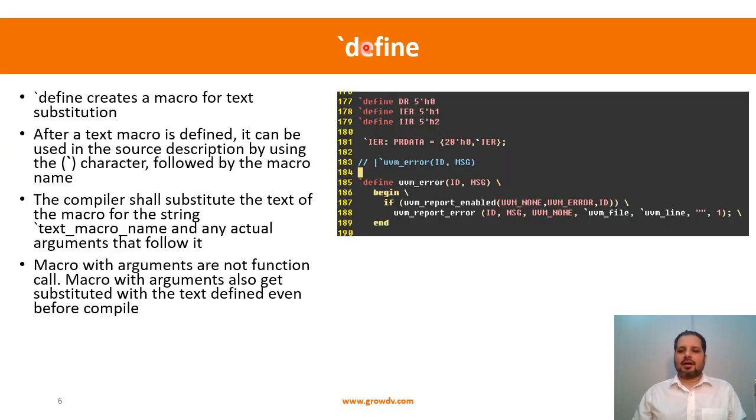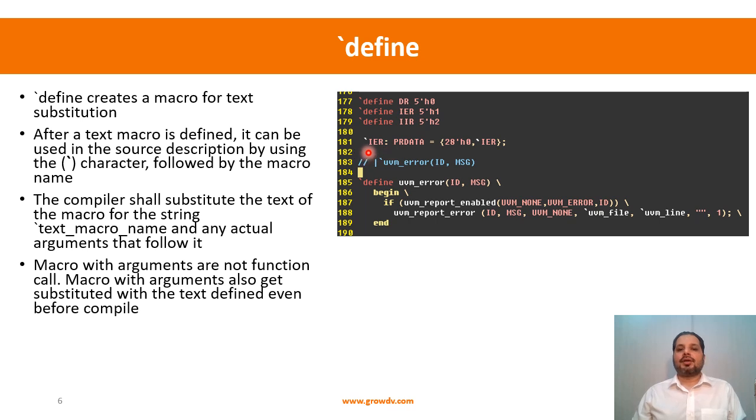The second compiler directive that's very useful is `define. `define creates a macro for text substitution, and after the text macro is defined, it can be used in the source description by using the tick character followed by the macro name. So for example, I can say `define DR5 h0, and then define IER as 5'h1, and then `define IIR as 5'h2.